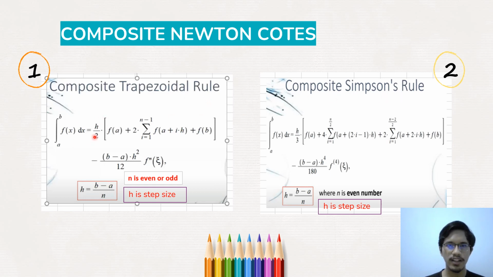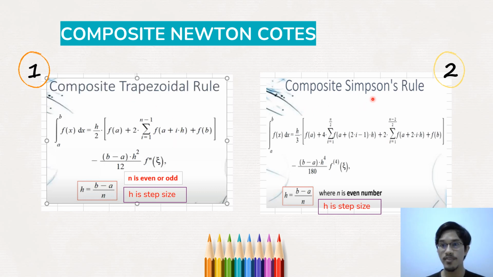For the first one, it is h over 2 times f(a), where a is the lower limit, plus 2 times the summation of these terms, plus f(b), where b is the upper limit. h is the step size, and n can be an even or odd number for the trapezoidal rule.